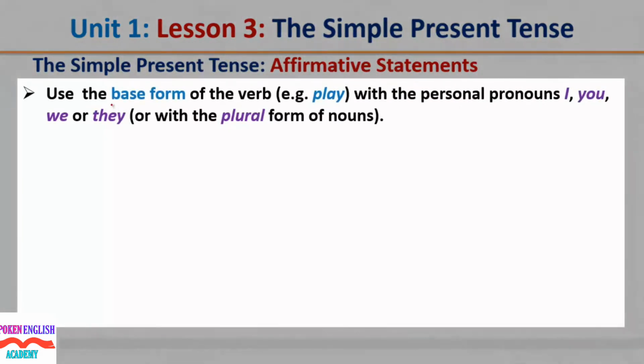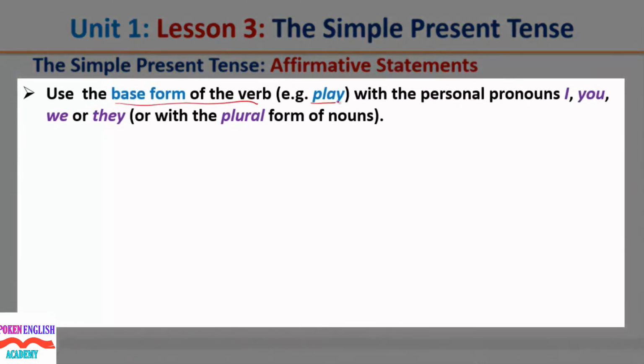Use the base form of the verb, for example, play, with the personal pronouns I, you, we, or they, or with the plural form of nouns. So, in the present simple tense, we use the base form of the verb after the pronouns I, you, we, or they, or after any plural form of nouns. Now, what do we mean by the base form of the verb?